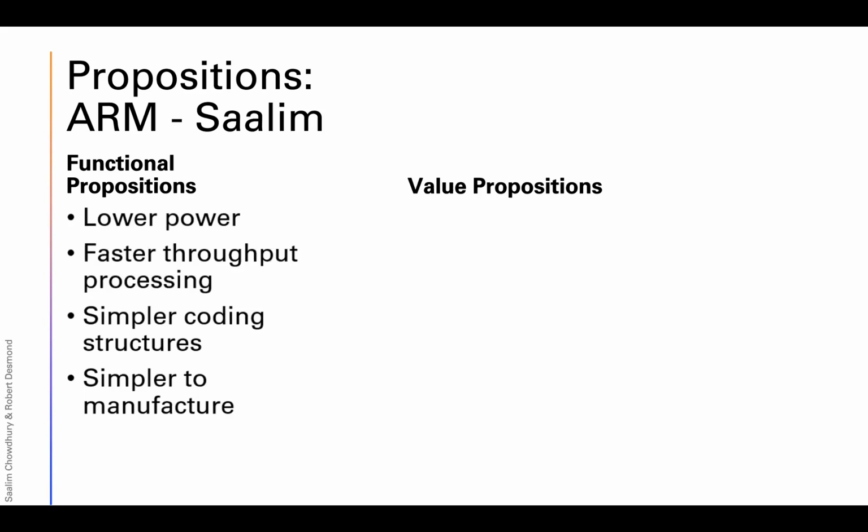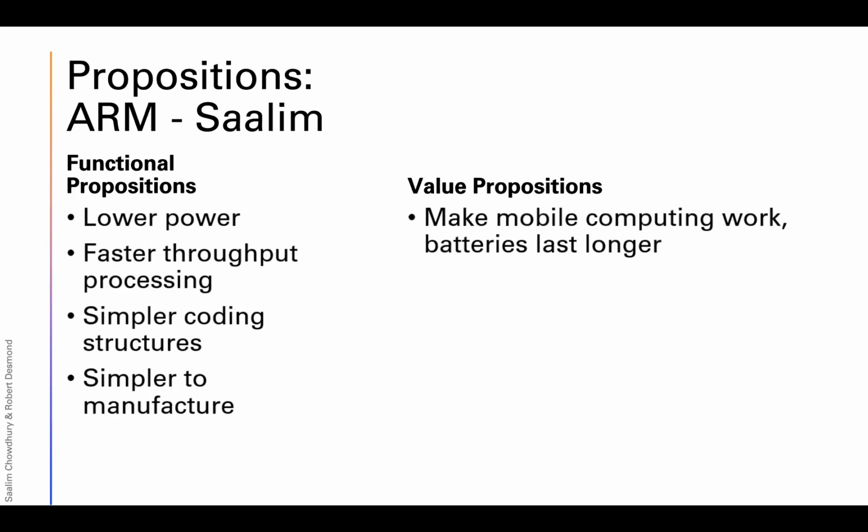But that's all well and good. If you're communicating it, saying yes, I've got a lower power, faster throughput processor, it's not going to get anybody excited. So you have to think about the applications. If I have lower power, it makes mobile computing work. The batteries actually last long enough in a small device. It's also easier to integrate, because of the manufacturing and the way it's licensed.